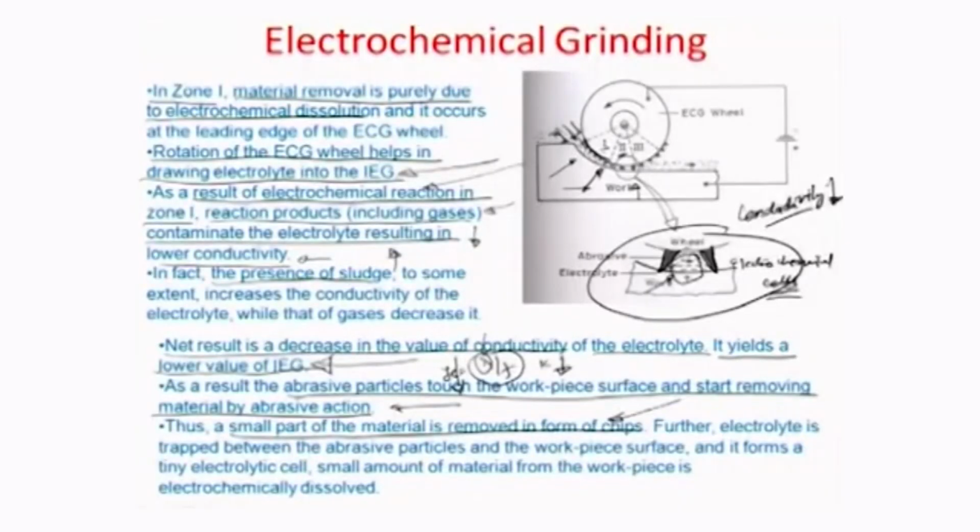Okay. So, it basically tries to contain itself in that small gap along with the tool and the workpiece, and formulates a small electrochemical cell. So, there are several such cells across the width of the grinding wheel between the workpiece and the grinding surfaces, which are formulated in this machining zone 2.